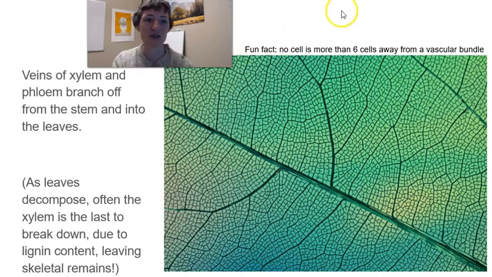And a little fun fact, no cell is more than 6 cells away from a vascular bundle here. As leaves decompose, often the xylem is the last to break down because of its lignin content, and that can leave these really cool skeletal remains. I find this particularly obvious in holly leaves and tomatillo shells. They're the two things that I find around the most that have this really cool, cagey skeleton that you can look at. And if you were to add toluidine blue to this, it would turn that nice bright aqua blue because it's that secondary cell wall structure.